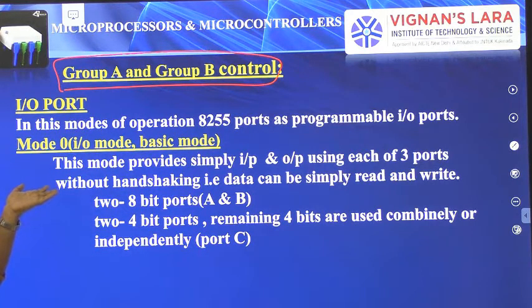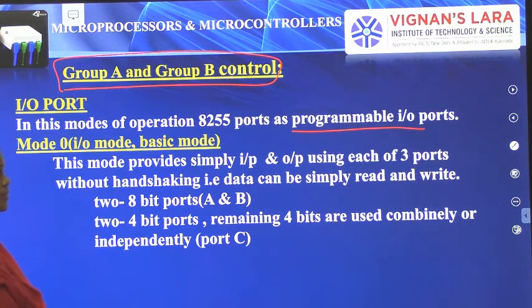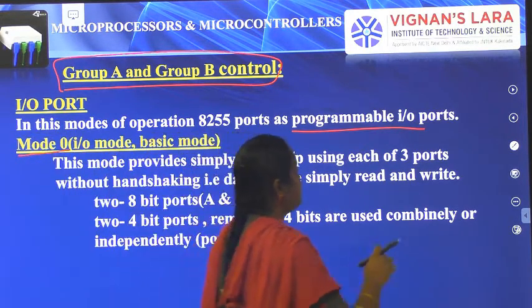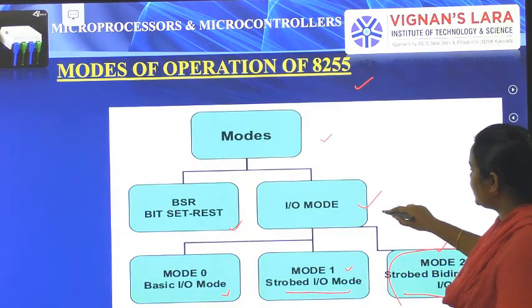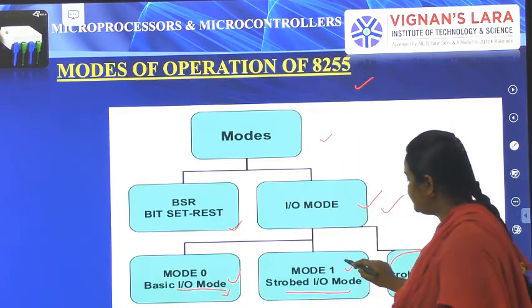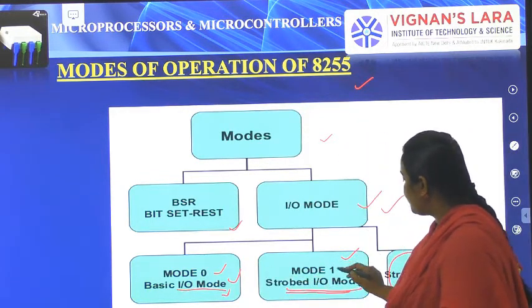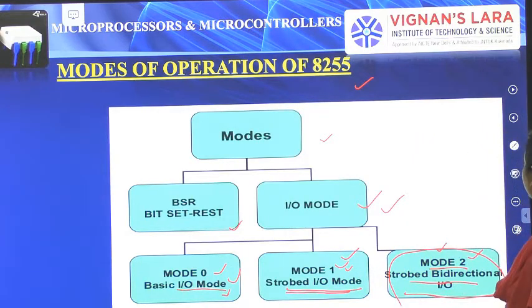In these modes of operation, the 8255 ports act as programmable input and output ports. That means we are going to program the input and output ports, group A and group B control. We have already seen the input and output modes: mode 0, basic input and output mode; mode 1, strobed input and output mode; and mode 2, strobed bidirectional input output mode. Let us see what the mode 0, mode 1 and mode 2 operations are in the next slide.